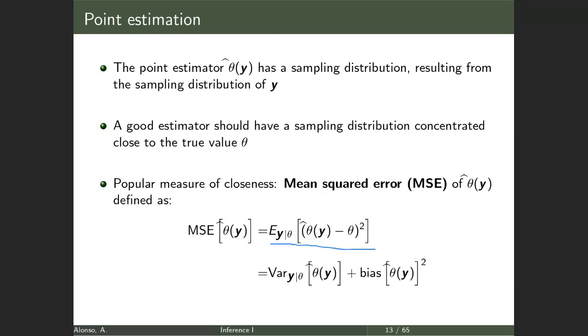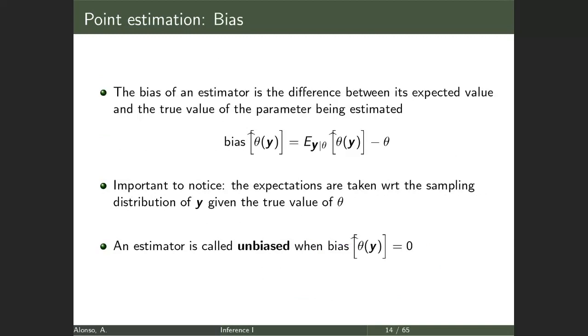The mean square error can be decomposed into two different factors. One is just the variance of your estimator, the variability of your estimator. The other one, the one over here, is a little bit more interesting. We call it the bias of the estimator. Now, what is the bias of an estimator? The bias of an estimator is the average value of your estimator minus the true value you're trying to estimate. That's it.